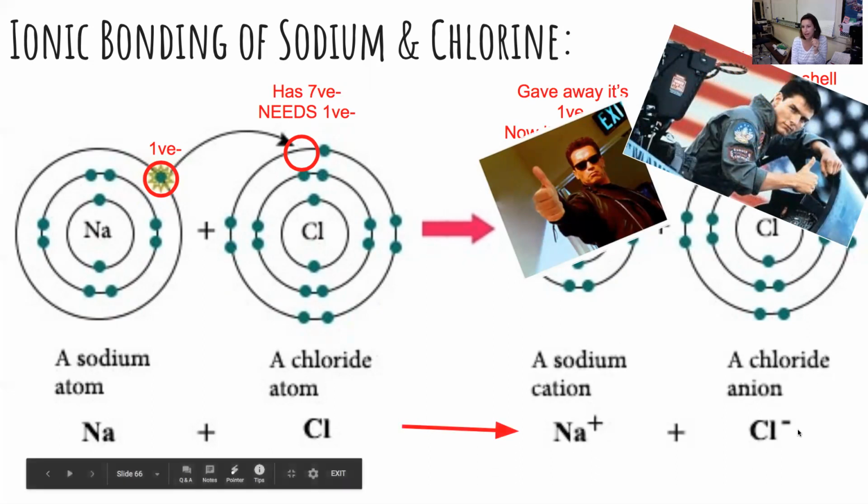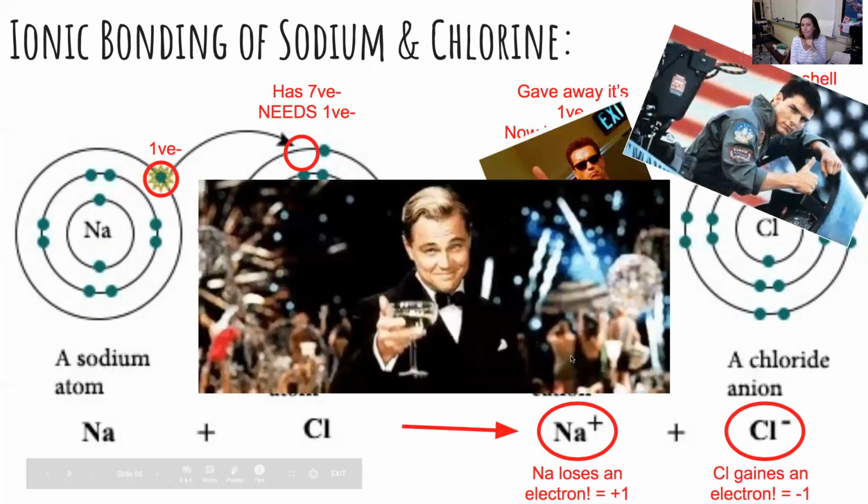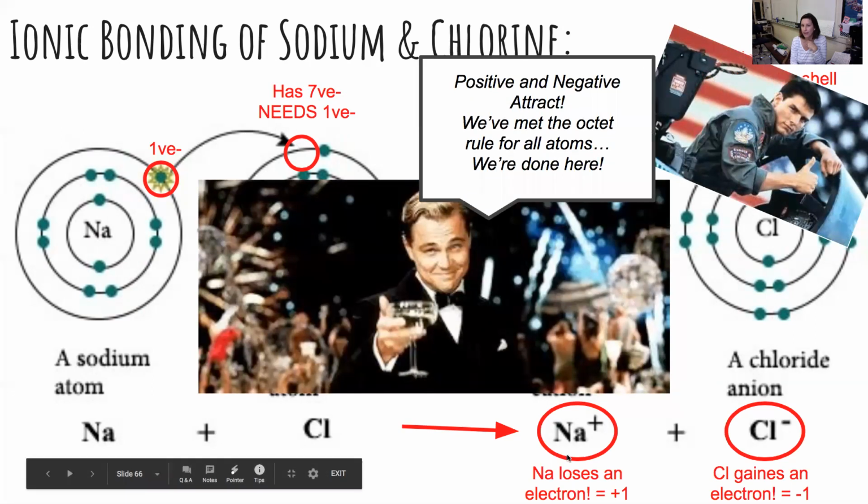Chloride becomes an anion with a -1 charge. There's sodium. He lost his electrons, so therefore the +1. Chloride gained an electron, -1. Positive and negative attracts. We've met the octet rule for both atoms, so we're done here.